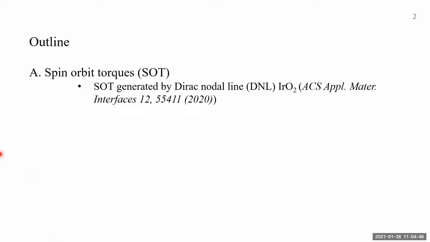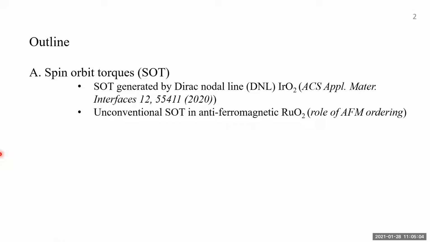So the outline of my presentation is the following. First, I'll talk about spin orbitronics, spin orbit torques generated by Dirac nodal line iridium oxide semimetals. In this work, we show the direct correlation of Dirac nodal lines with spin Hall conductivity. Next, we study the spin orbit torques, particularly unconventional spin orbit torques, in ruthenium oxide. The main focus is how the Néel ordering and antiferromagnetic ordering control spin orbit torques.